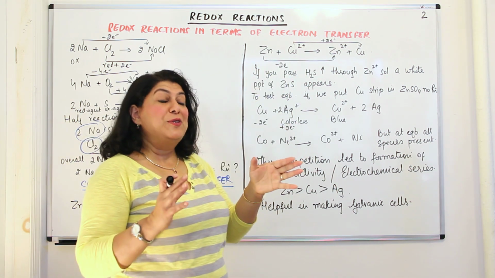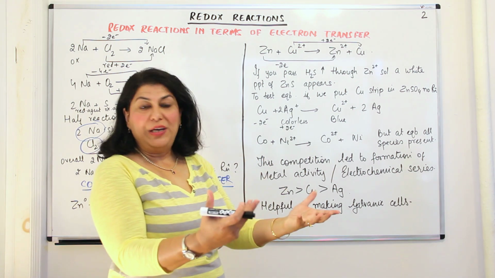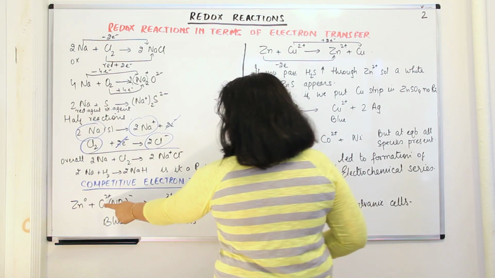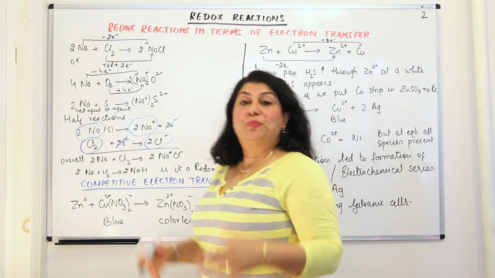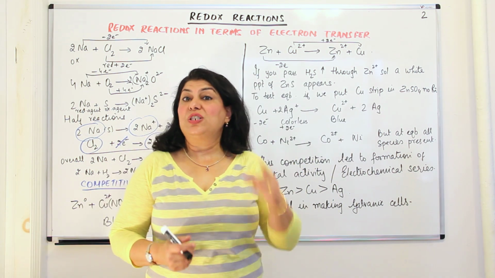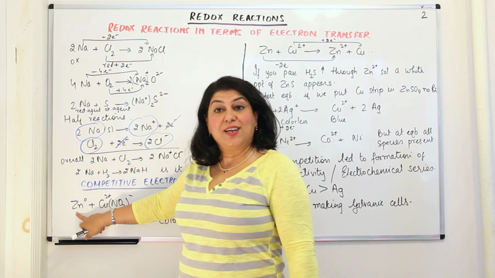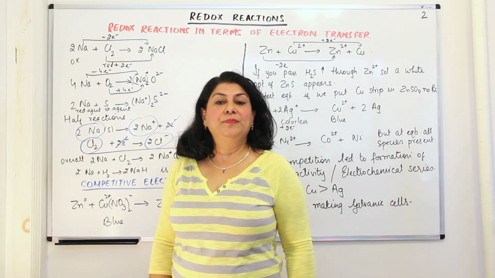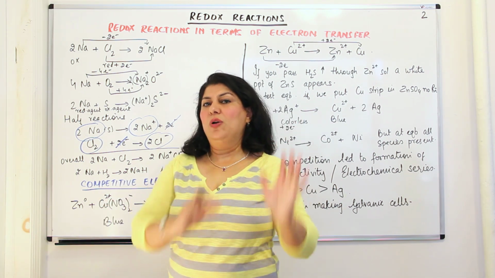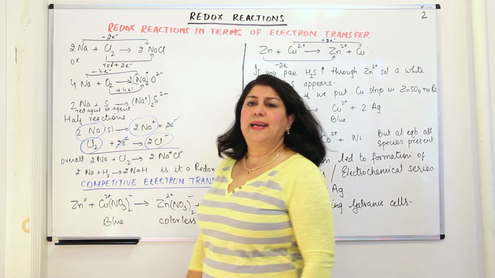Both of them are electropositive. Both of them have a tendency to lose electrons. If you see in their compounds, both of them had 2 positive charge. So both of them have a tendency to lose electrons, but it was zinc who took the place of copper. Now the color has been lost. We have got a zinc nitrate solution.